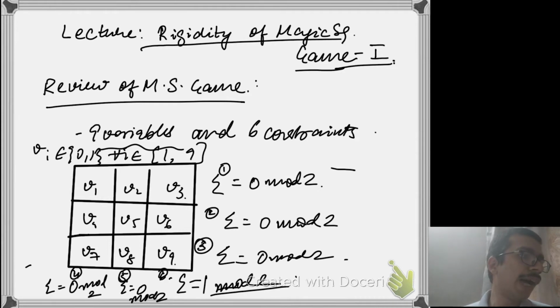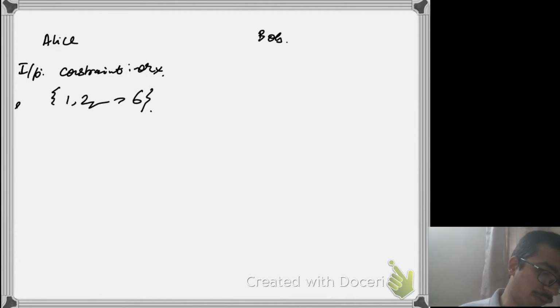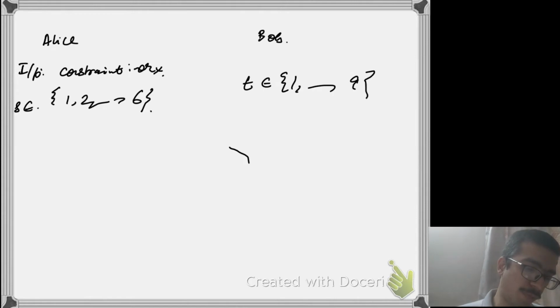And here we have Alice's input. As in usual 2-player non-local games, we have 2 players, Alice and Bob, and the input for Alice is one of these constraints. So it's a constraint index which Alice is provided. This index lies from 1 up to 6. Bob's input, which is labeled by the variable t, is actually a variable index from 1 to 9.